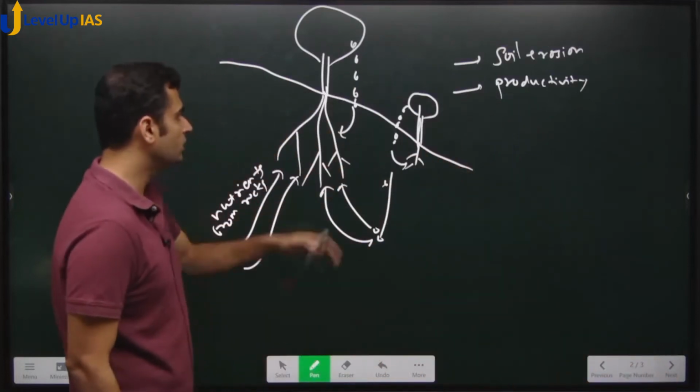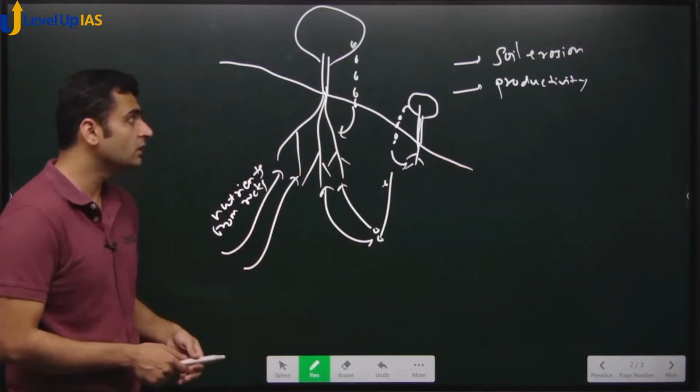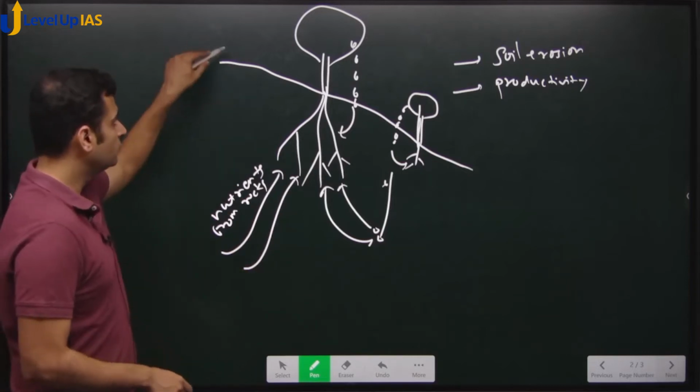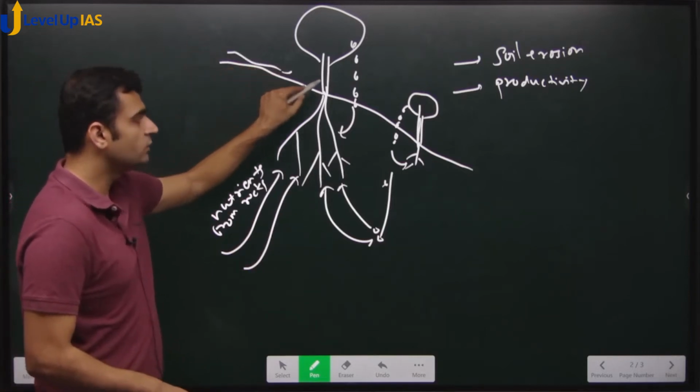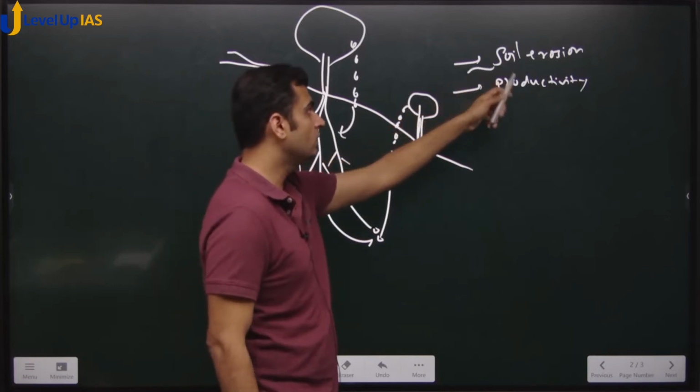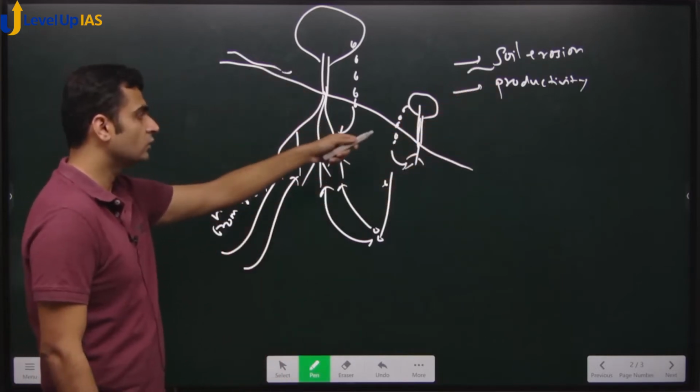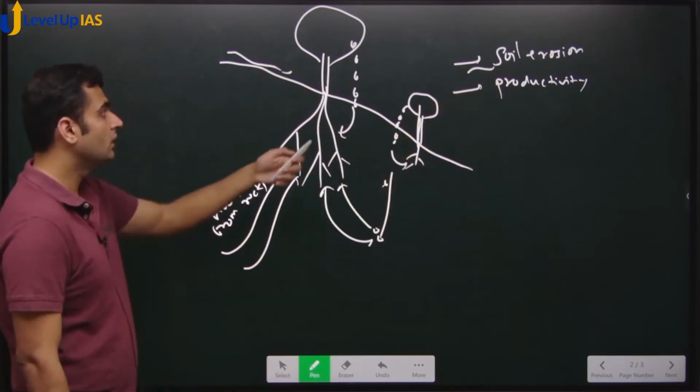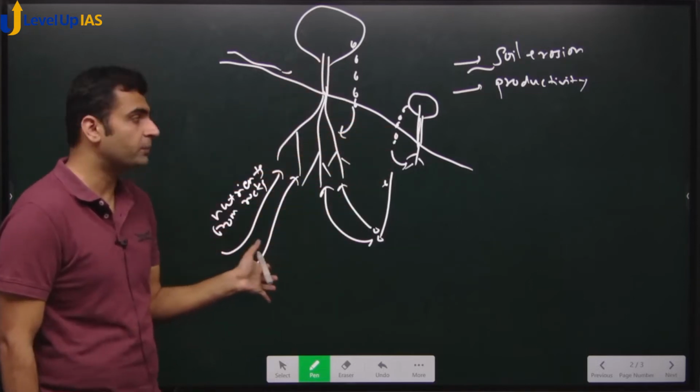I have already drawn this so that it becomes easy. Basically, if the water is coming, trees will reduce its space and soil erosion will be controlled, and soil productivity will be improved by litter fall and nutrition absorption.